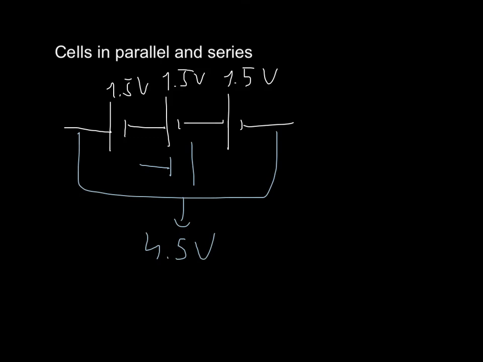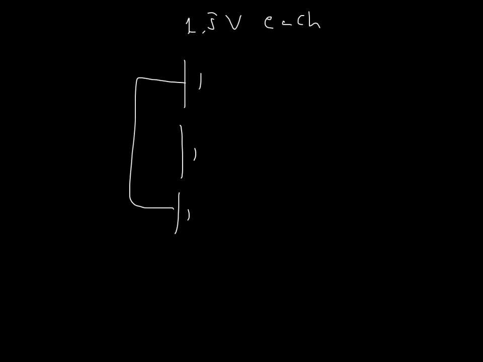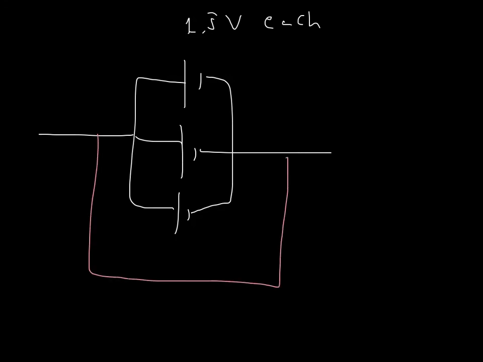And what happens when I put them in parallel? Well, let's figure this out. Alright, so again, I have three 1.5 batteries, so 1.5 volts each. And I connect them all to one wire. And what I want to figure out is the potential difference between these 2 points, between here and here. Now again, pause the video for 20 seconds and try to give me an answer.